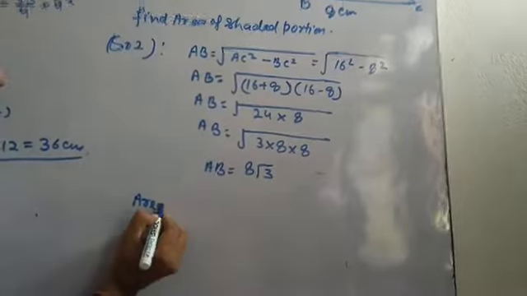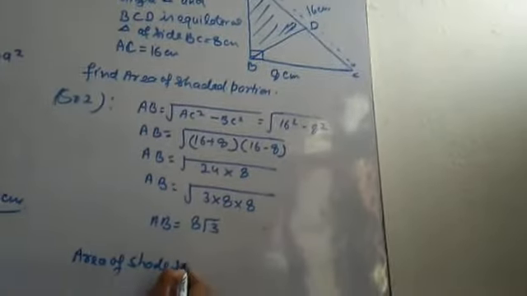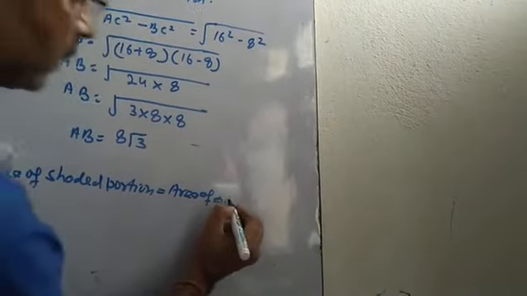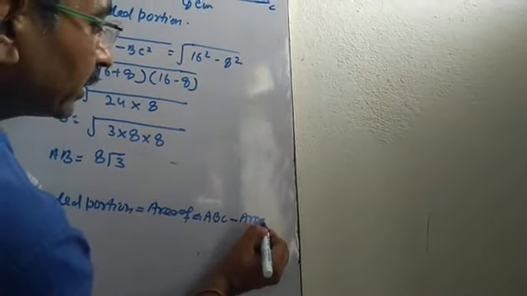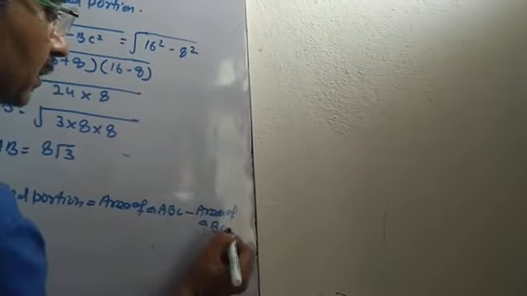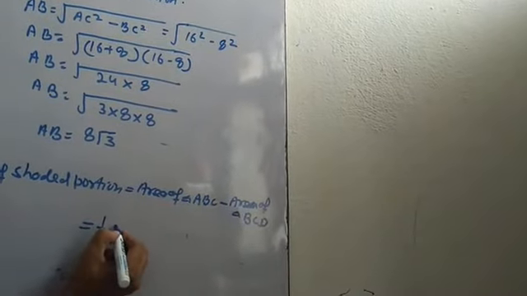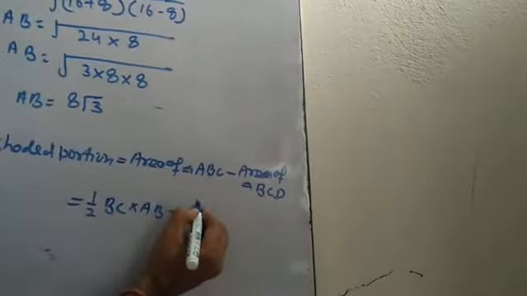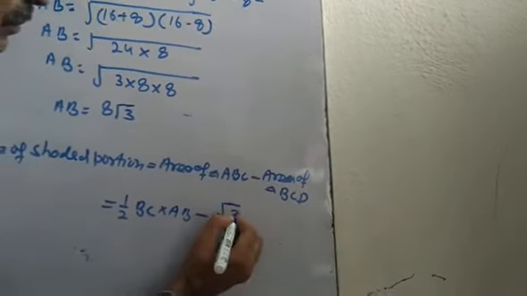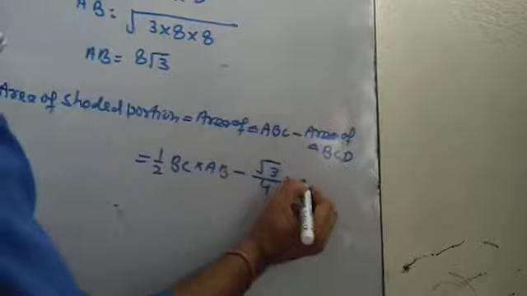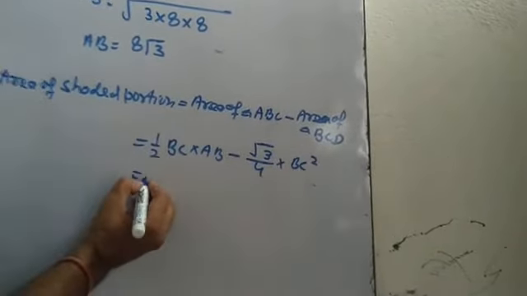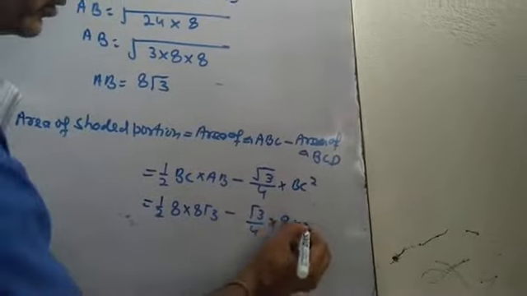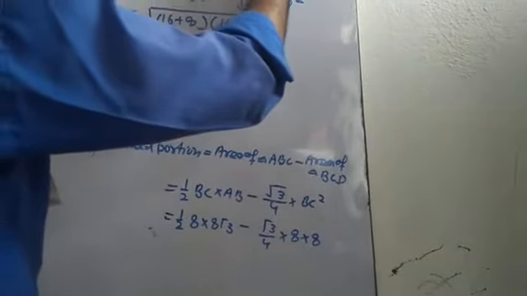Area of shaded portion, area of triangle ABC minus area of triangle BCD, equal to 1 by 2 BC into AB minus root 3 by 4 into BC square. 1 by 2, 8 into 8 root 3 minus root 3 by 4 into 8 into 8, because this is 8 centimeter and this is 8 centimeter.